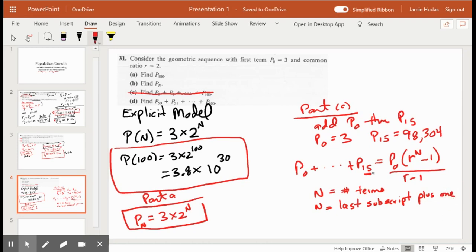So in our case, that means that n is going to be 16, because we're going from 0 through 15. We're going to go 1 greater than the last subscript. And we can now write our formula as 3 times 2 raised to the 16th power minus 1 all over 2 minus 1.